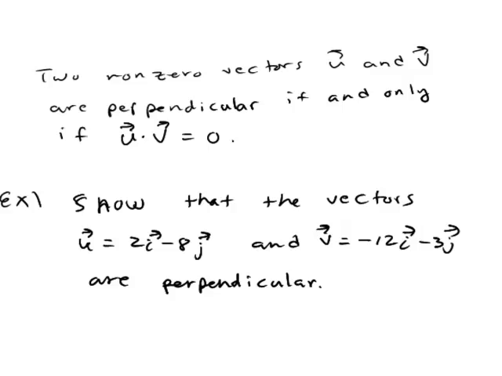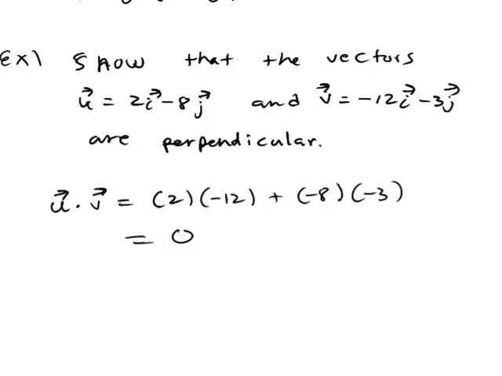The idea here is we know from this property that if I can show the dot product is 0, then those two vectors must be perpendicular. And it's not too hard to find the dot product. So here we can just check. So u dot v is going to be 2 times negative 12 plus negative 8 times negative 3. And so here we get 0. So since u dot v equals 0, u and v are perpendicular.